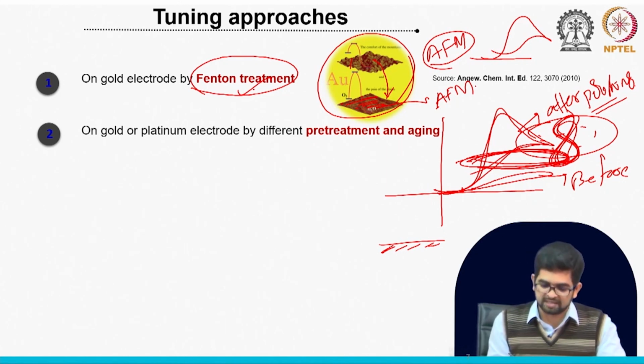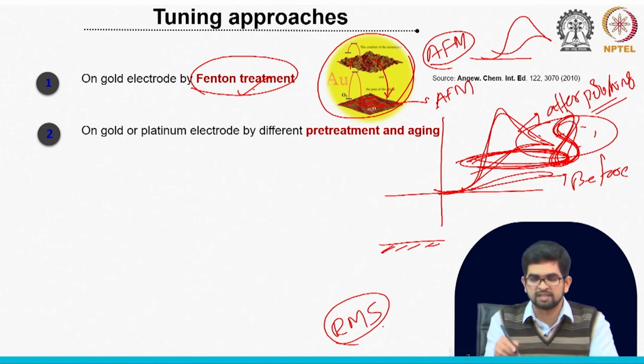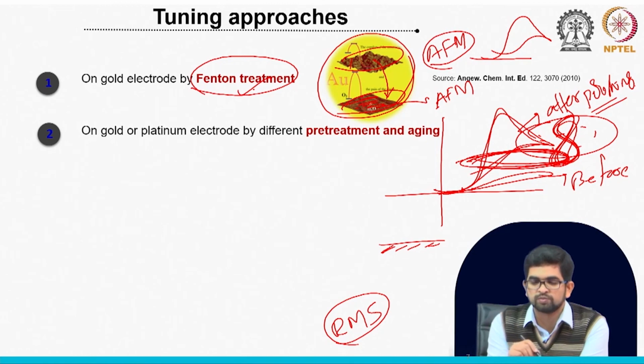This is called RMS, root mean square value, you can determine from the AFM. I am going to show you more surface images. Next slide. This RMS value we are going to detect. If you detect, here the RMS value is very high and here you will see the very low, almost becomes smooth, and you will get the lower activity.